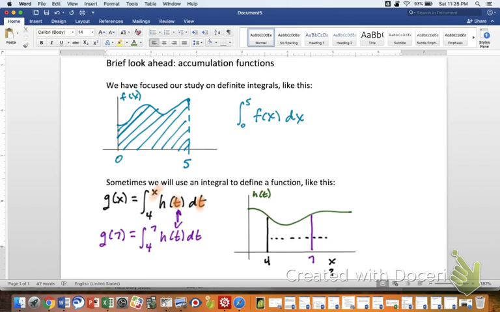I'll write this again over here. I'll just say, g of x equals the integral from 4 to x of h of t dt. This would be what we might call an accumulation function, and we could do a number of things with it for sure. When you come to our first meeting this week, one of the things we'll look at is how do we do a derivative of it, and what does that look like, and we'll kind of complete and round out the fundamental theorem of calculus.